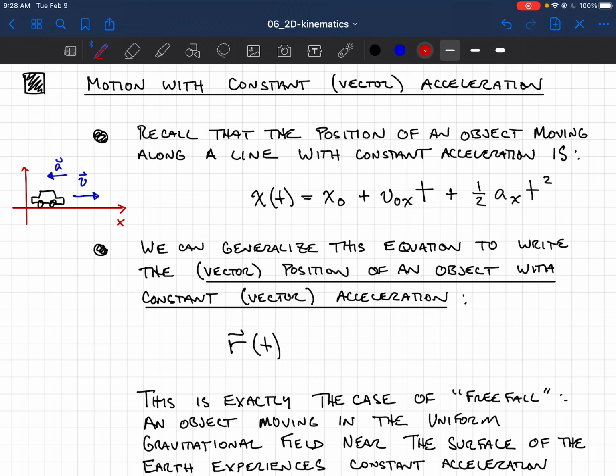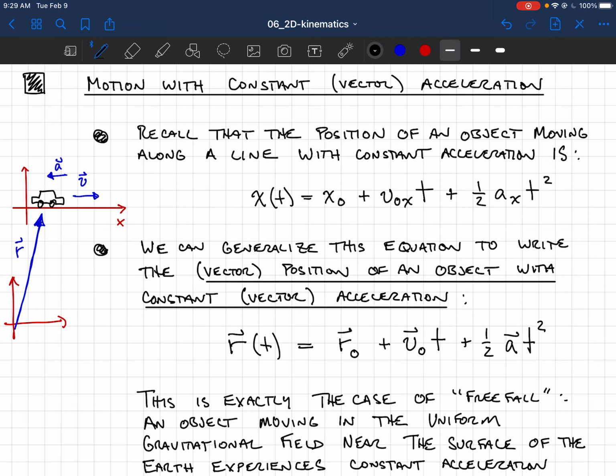So maybe we could look at the same object, but as measured from some other coordinate system. There's our position vector. The position vector as a function of time is equal to the initial position vector, so that's r at time 0, plus the initial velocity vector times time, plus 1/2 times that constant acceleration vector times time squared.